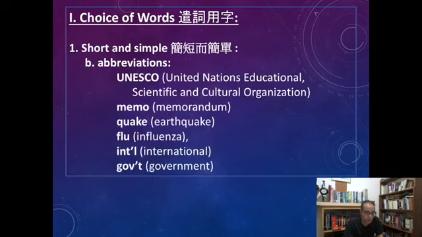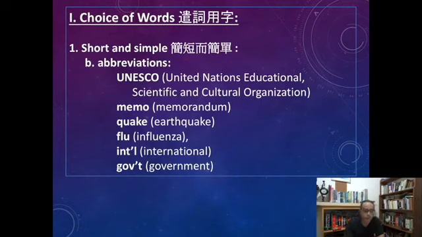Always use abbreviations. You say UNESCO instead of United Nations Educational, Scientific and Cultural Organization. You don't mention UNESCO in its full name. You say memo instead of memorandum, and so on. You say quake instead of earthquake, flu instead of influenza, and you also use contracted forms like intel instead of international. All this in order to save space on the page.